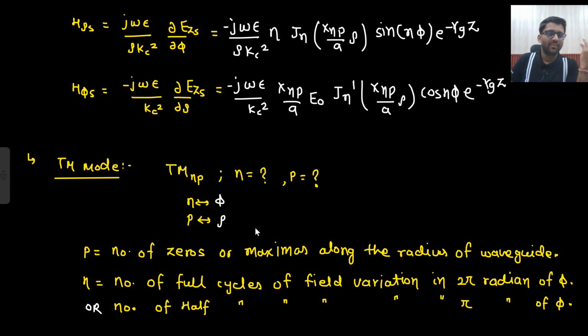Then we study the meaning of n and p. So what does p represent? p is the number of zeros or number of maxima along the radius. Along the radius, how many zeros or maxima you get in a circular waveguide.